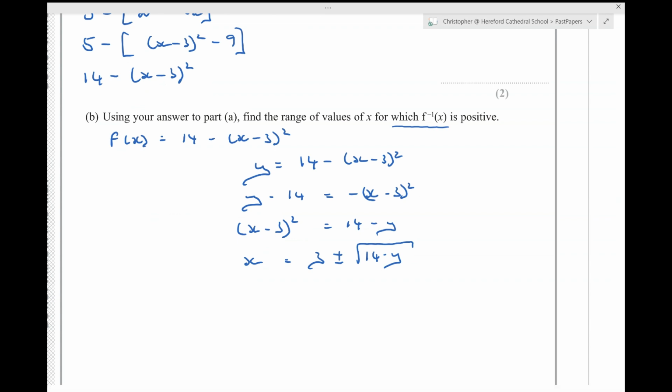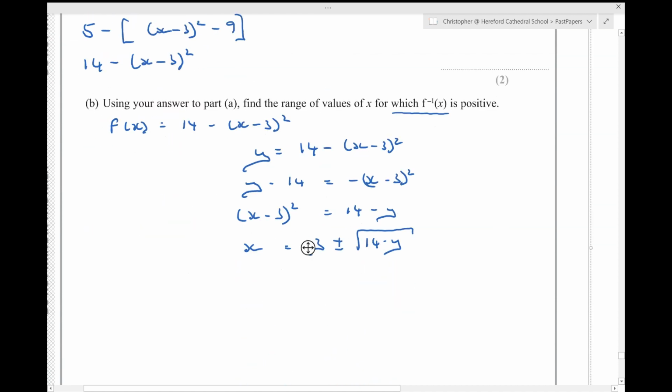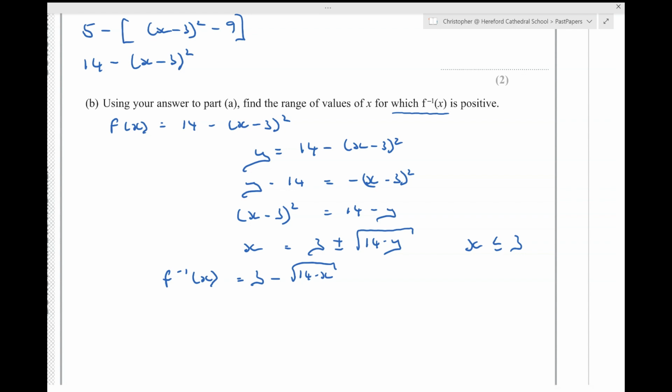Now, I'm told that x is less than 3. If x is less than 3, or less than or equal to 3, then I can't possibly have values here that are more than 3. So actually, the inverse function of x must be 3 minus that square root. Otherwise, I could have values of x which were greater than 3. Okay, so there is the inverse function of x.